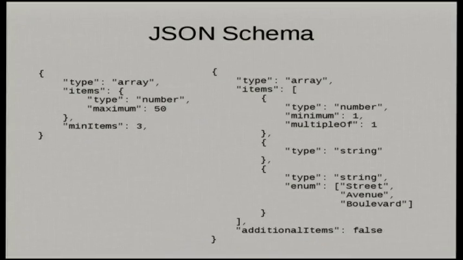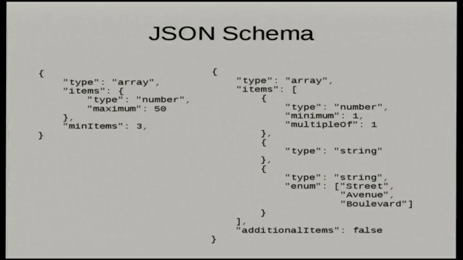Where JSON schema gets interesting is when we start building up things a little bit more complex. So on the left there, we define an array. And in that array, we need to have at least 3 items. And they're all numbers of a maximum of 50.